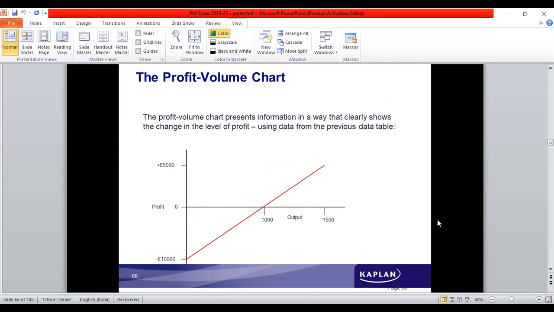If the profit volume chart has to be presented, initially there is a loss. The loss comes to the point where there is zero profit, and then it exceeds beyond that as the number of units produced increases. At zero units, this is the loss, and this loss keeps decreasing as the units keep increasing. From the negative zone, it moves to the positive zone. It comes to a point where there is zero, and beyond that there is profit.